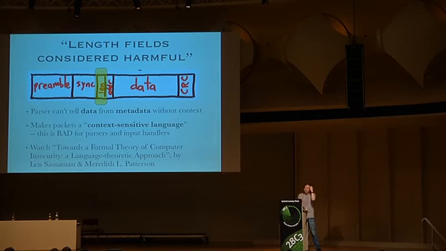So these length fields are terrible, because they can't tell the difference between data and metadata, and they make a context-sensitive language. This is both bad for parsers and bad for input handlers, and it's really bad for hardware because it can't be fixed. Len Sassman and Meredith Patterson made a video that you can find called Towards the Formal Theory of Computer Insecurity, a language-theoretic approach, that explains this at the theoretical level, and it works on the practical level.